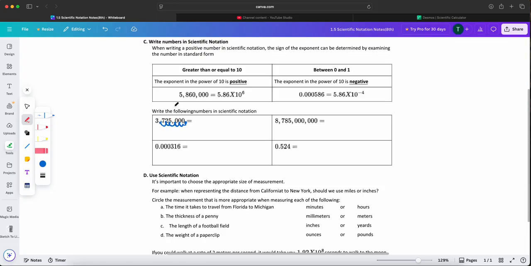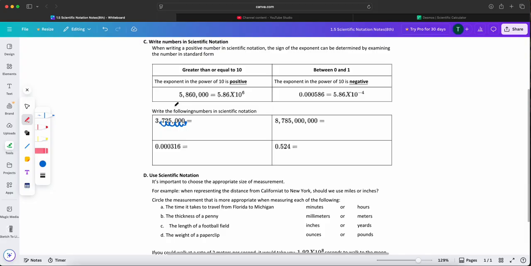And I stop once I have one number in front of the decimal that is between 1 and 9. So 1, 2, 3, 4, 5, 6, 7, 8, 9. Those are the only numbers that can be in front of that decimal, and it has to be just one singular number. You can't have like 37 or 372 or 3,725. It has to just be that 3.